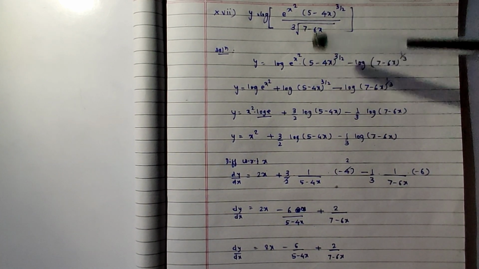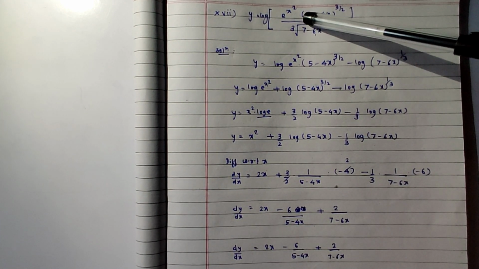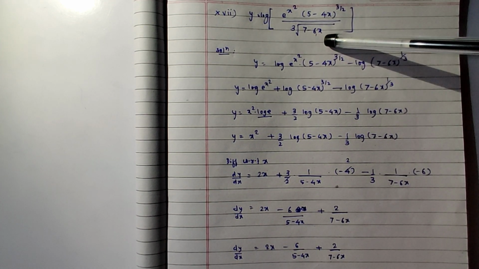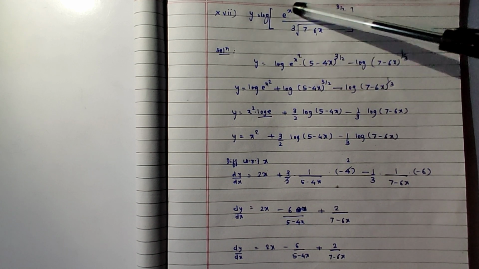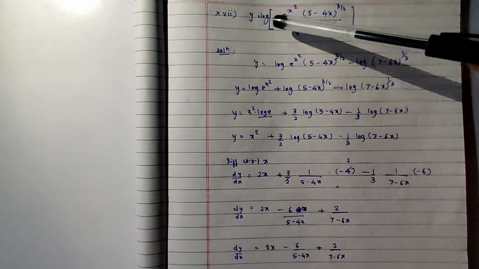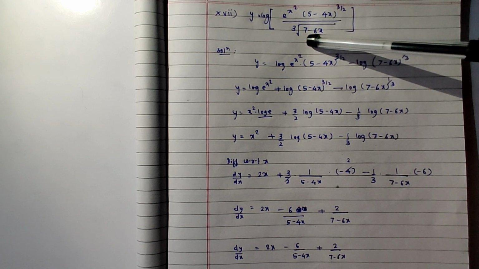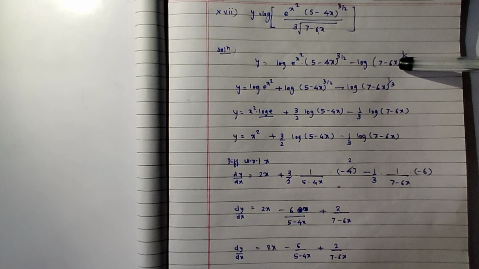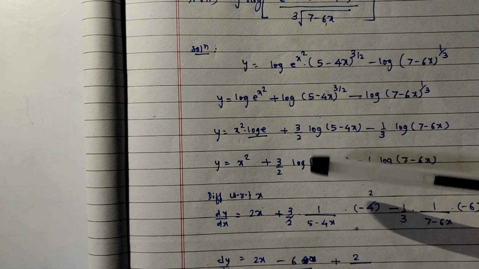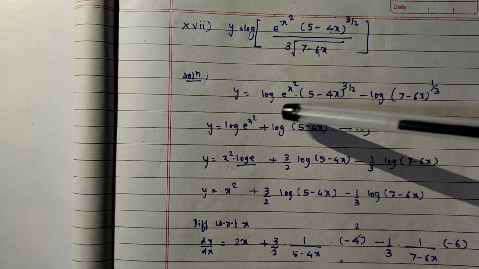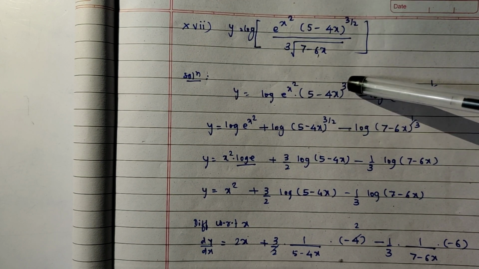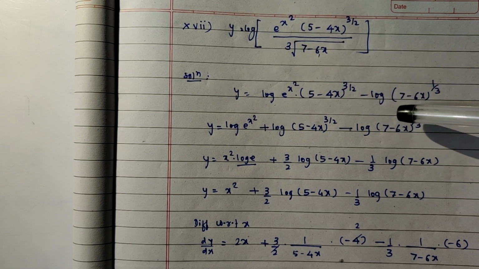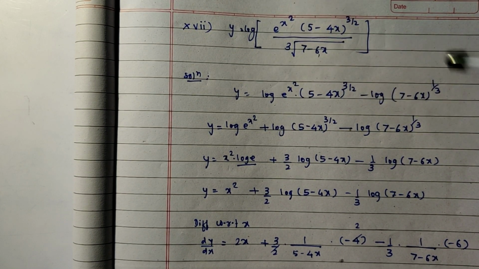17th sub question, y is equal to log of e raised to power x square into 5 minus 4x raised to power 3 by 2 upon cube root of 7 minus 6x. First we simplify by using laws of logarithm. First law we use log of m upon n, that is log m minus log n, which is log of m, that is log of e raised to power x square 5 minus 4x raised to power 3 by 2 minus log of n, that is log of 7 minus 6x. Here cube root means raised to power 1 by 3.